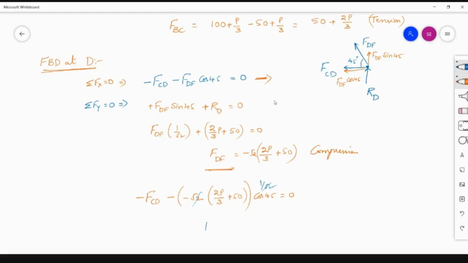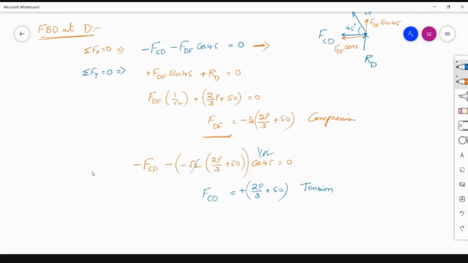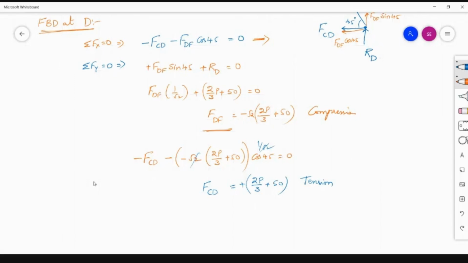So if you write down this one, what is the value of FCD here? 2P by 3, which is positive. This is tension. Do the simplification perfectly so that no error will occur. If you change negative to positive or positive to negative, the entire problem will be disturbed. Now, the remaining force that we need to get is only the force in EF. All the other forces are determined.